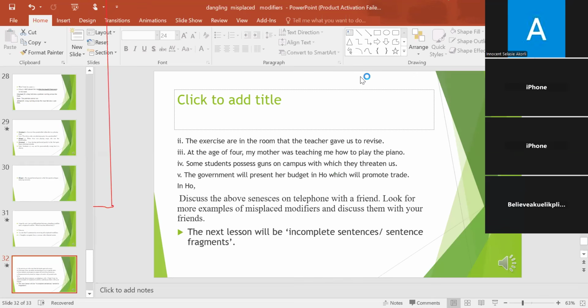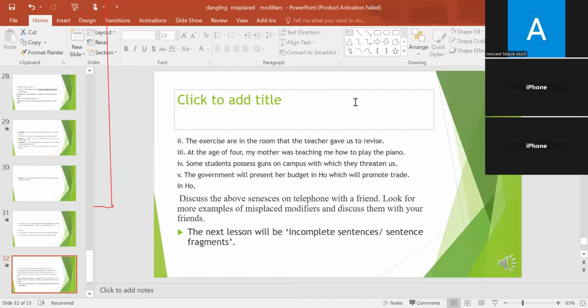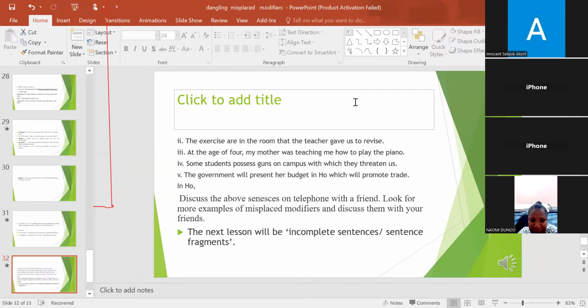It means that the room is rather what we are revising and not the exercise. So what should be the correct thing? Let's say the exercise the teacher gave us to revise is in the room. Okay, thank you. The exercises the teacher gave us to revise are in the room. That should be the correct thing.